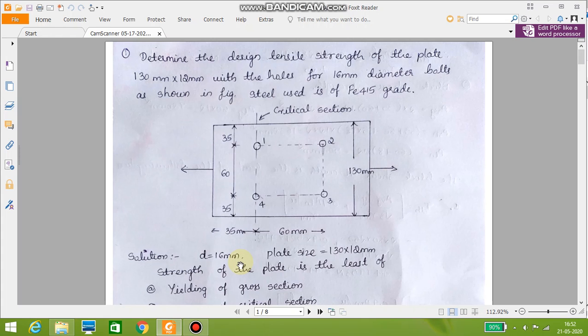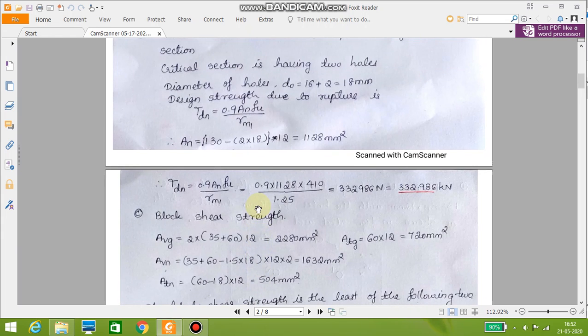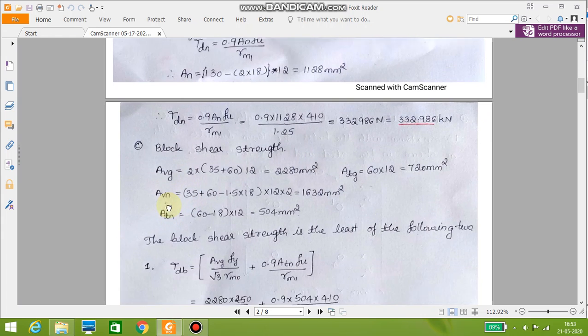They have given here, this is the critical section. Along the critical section we have two bolts, so N will take a value equal to 2, and 18 is the diameter of the hole. The diameter of the bolt is 16 plus 2, which gives you 18 as the hole diameter, into T. Upon substitution we get the value as 332.986 kilonewton. The third one is block shear strength.